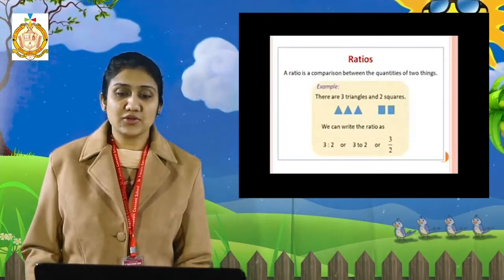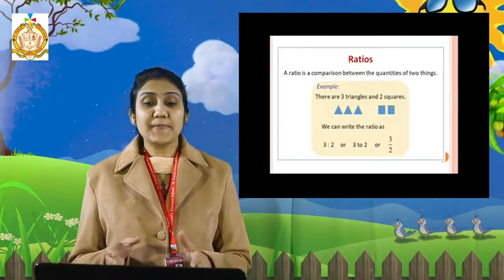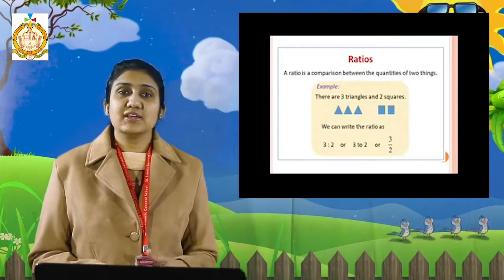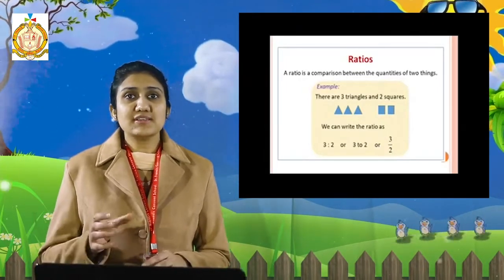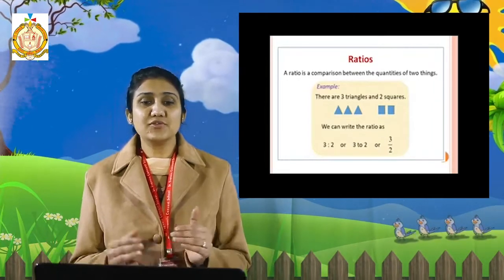So what is the meaning of ratio? A ratio is a comparison between two quantities. In the previous chapter we discussed fractions. A fraction is a part of a whole, but a ratio is a comparison of two quantities.